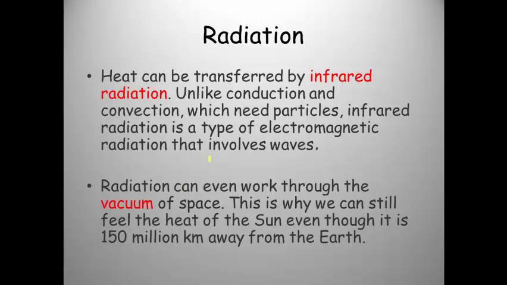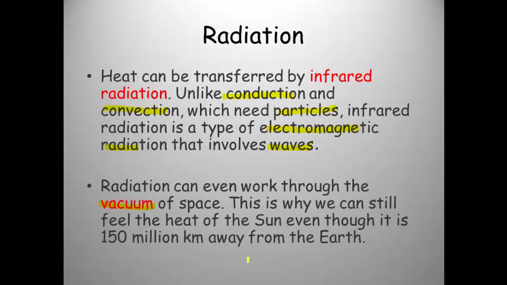Now radiation. The thing you need to know about radiation is that heat is transferred by infrared radiation, but it's not like conduction and it's not like convection, because both of these need particles. Infrared radiation is a type of electromagnetic radiation, and that involves waves and doesn't need any particles. That is why radiation can work in a vacuum. A vacuum is when there are no particles, just like in space, and that's how the sun is able to heat us from millions of miles away. So it's infrared radiation that travels from the sun and makes its way towards us, and that's how radiation works.